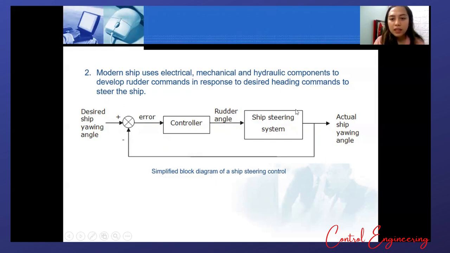Okay? Then, after natin pumunta dito sa ship steering system, doon na tayo magkakaroon ng actual ship yawing angle, okay? So, magkakaroon ulit tayo ng feedback or cycle. Okay, so, ganun lang naman.